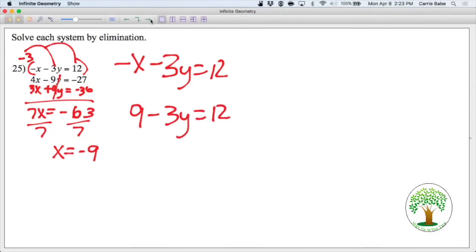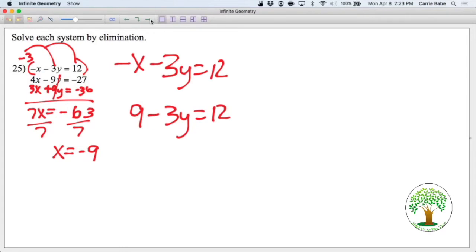Wait, do what? But what's your question? Why is that 3y? We plug it in to multiply, right? It's an x here, so I plugged it into the x and left the y alone. Oh, okay, got it. Okay. Other questions?